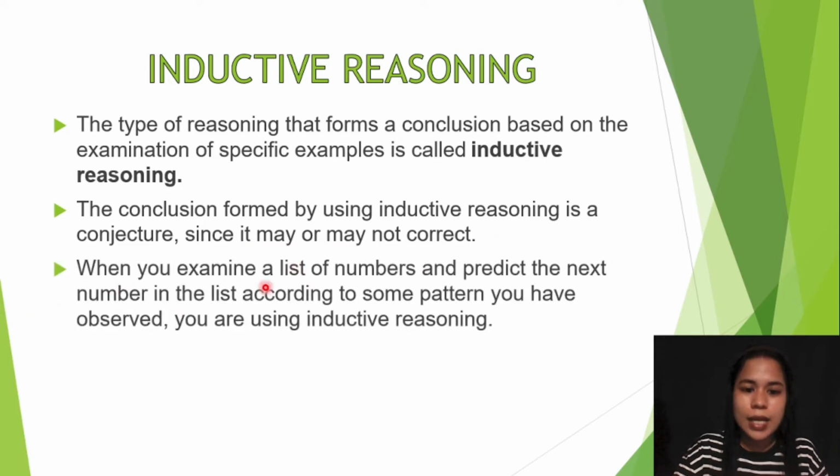When you examine a list of numbers and predict the next number in the list according to some pattern that you have observed, you are using inductive reasoning. So in inductive reasoning, it is more on pattern. Usually, it is pattern in inductive reasoning, until you arrive at a general conclusion.